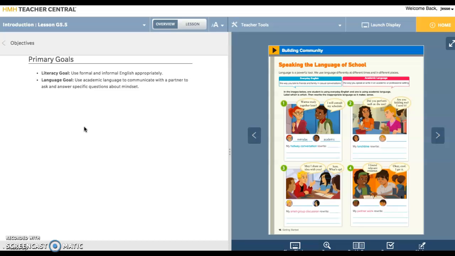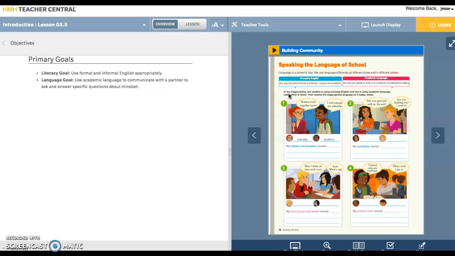Okay, for today's goals, we're going to use formal and informal English appropriately. So we're going to talk about the difference in how we speak and how we write, and how we act differently in different situations. Our language goals: we're going to use academic language to communicate with a partner, to ask and answer specific questions about mindset.